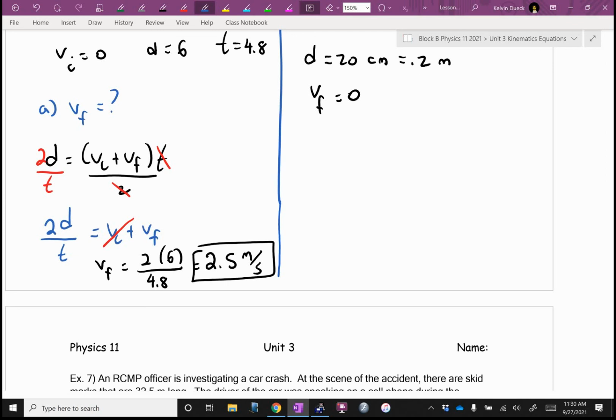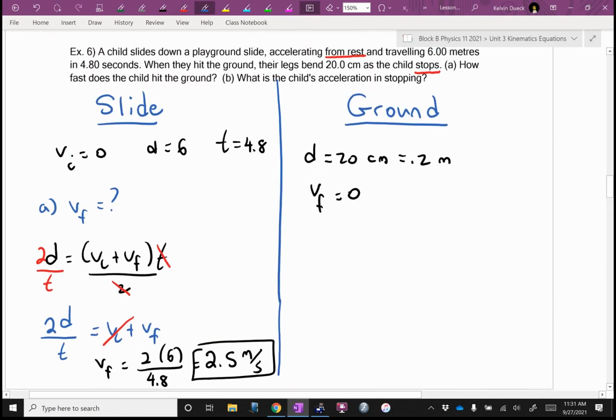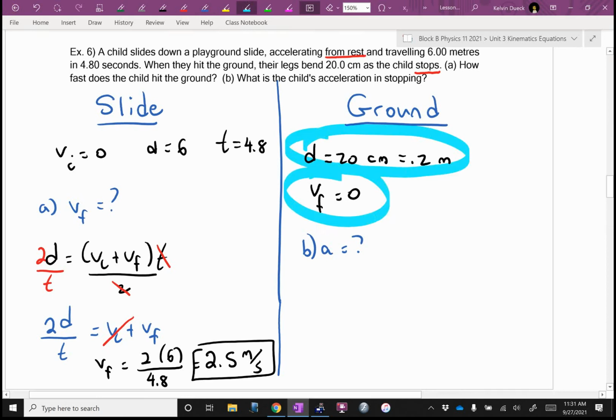Cool. Maxine, what's B want me to find? Ooh. Where? Are we stopping on the slide or on the ground? Well, I know D, I know VF. That's 2 things. I need 3 things to find the 4th. For a candy, can anybody see what else I know?